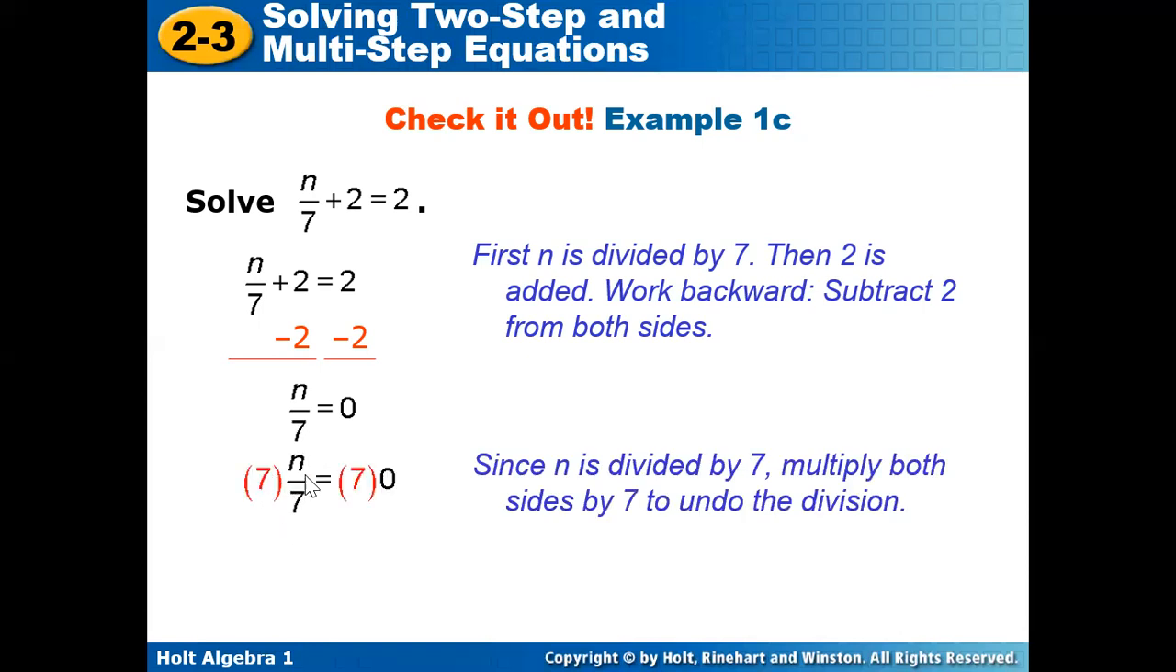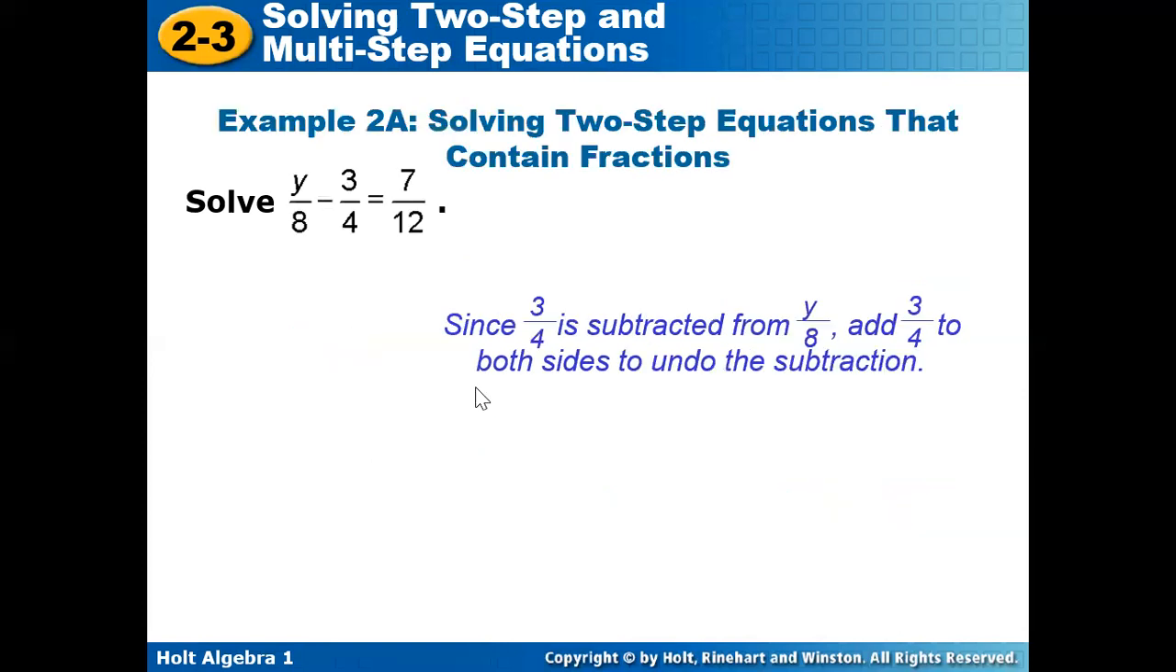So 7 times n divided by 7. These 7s cancel out. And then 7 times 0 is 0. So n is equal to 0. Don't let the fractions scare you.